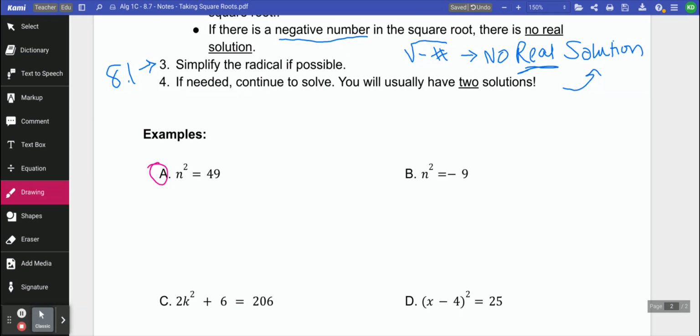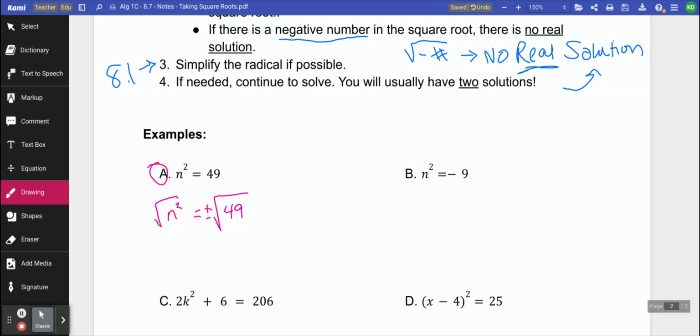So example A says n squared equals 49. The first thing we want to do is get that n squared by itself, and it is. So we're going to move on to our next step, which is to square root both sides. And on this side with the numbers, we're going to put a plus or minus in front. Remember, if we add 3 and subtract 3, it's going to cancel out. Divide by 3, multiply by 3, they cancel out.